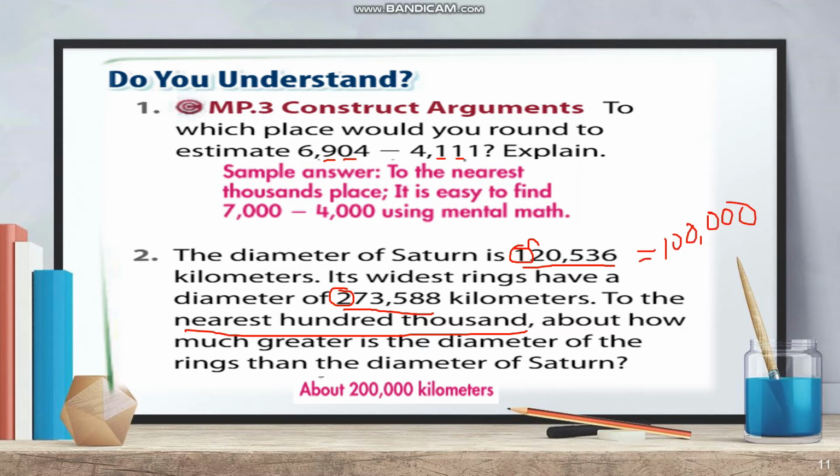And 2 is followed by 7, so this becomes 300,000. So to get the answer about how much greater is the diameter of the rings than the diameter of Saturn, we're going to subtract 300,000 minus 100,000. That's why the answer is about 200,000 kilometers.